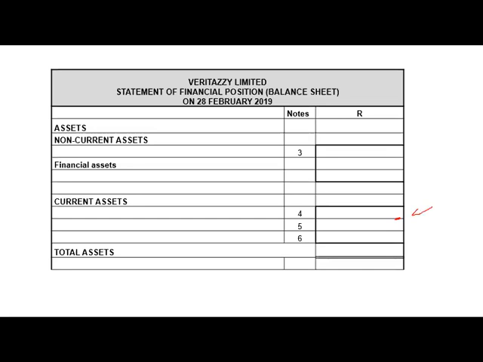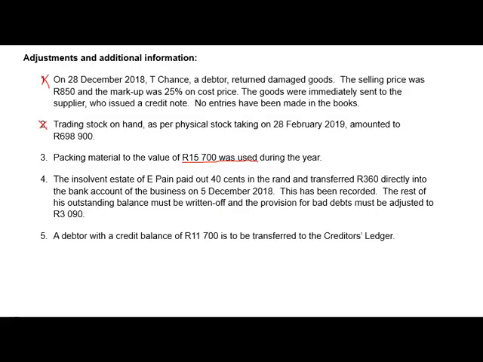Let us move on to the next adjustment. Am I done with adjustment 2? The answer is yes, I have done that. Let's move to adjustment 4, which says that the insolvent estate of ePayne paid out 40 cents in the rand and transferred 360 rand directly into the bank account of the business on the 5th of December 2018. This has been recorded. So the cash part, which is the 360, was recorded. The rest of the outstanding balance must be written off.